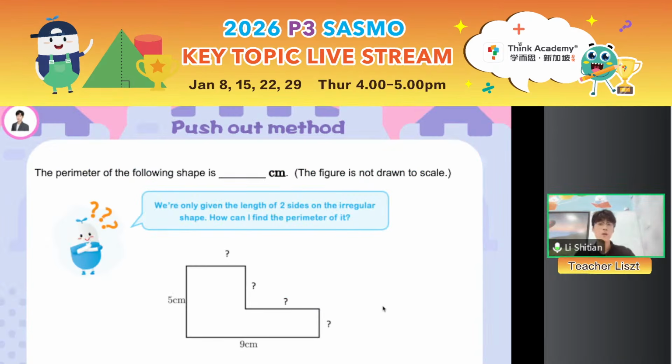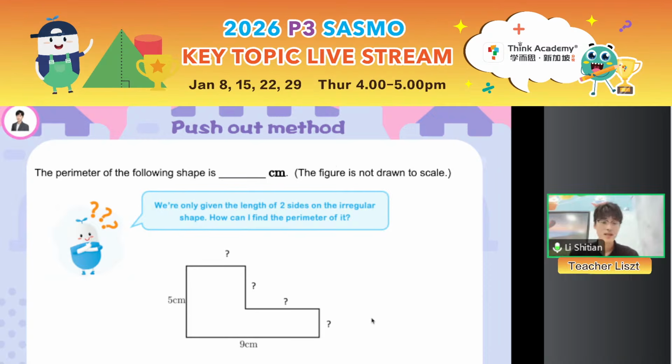So now, what about this one? We know how to find out the perimeter of the square. We know how to find out the perimeter of the rectangle. But what's this? Is this the rectangle? No. Is this the circle? No, right? So how can we find out the perimeter of this shape? Let's see. Do you guys notice the name here? It is called the push-out method, right? How can I use this method in this shape?